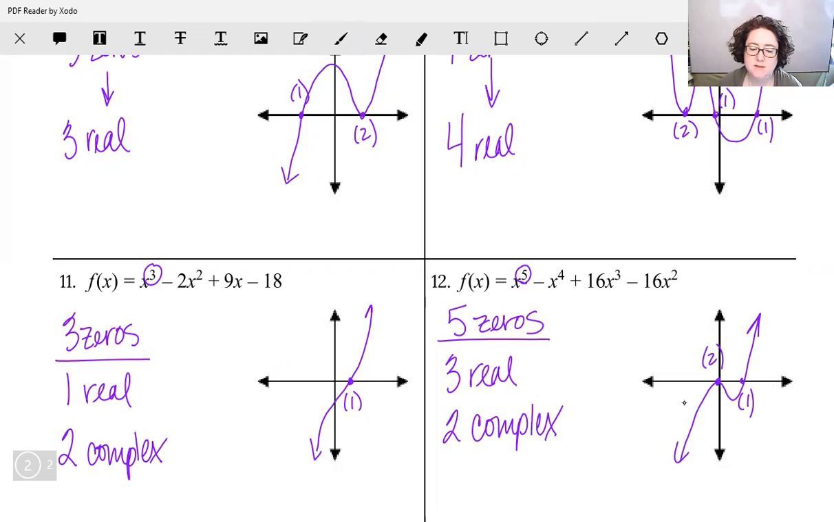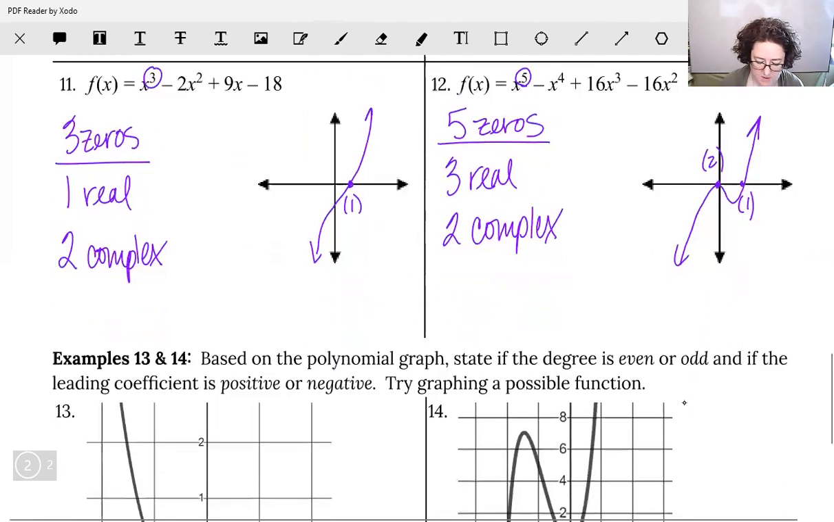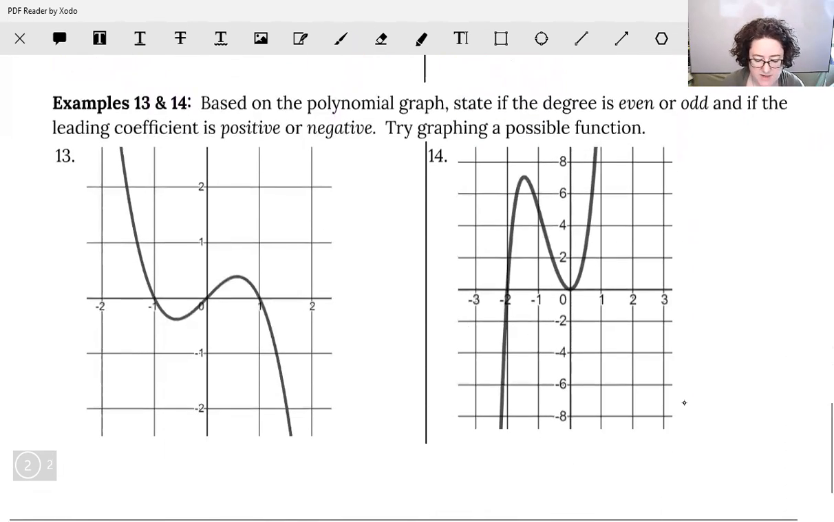Alrighty, last piece, examples 13 and 14, we're going to look at a graph and try to tie all this together with how we could express these equations out. So here we go. Examples 13 and 14. So in 13, it looks like I have 3 possible zeros hitting at really nice places. So if I have 3 zeros and I don't know about any other complex, would that be enough to explain the shape of the graph?